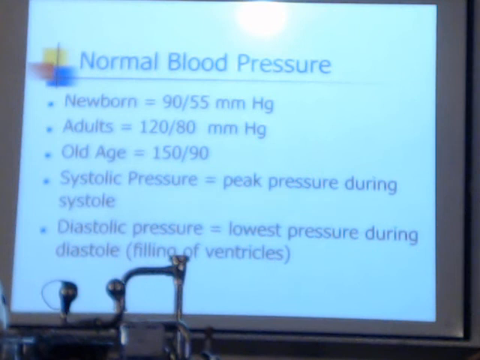I do want you to know normal blood pressure for adults, for newborns, and for people who are over 70. So a newborn's blood pressure is normally 90/55 millimeters of mercury. That's what mmHg stands for, millimeters of mercury, and I do want you to know millimeters of mercury. For adults, a normal blood pressure is 120/80 millimeters of mercury. For an older person, 150/90 millimeters of mercury can be considered normal.